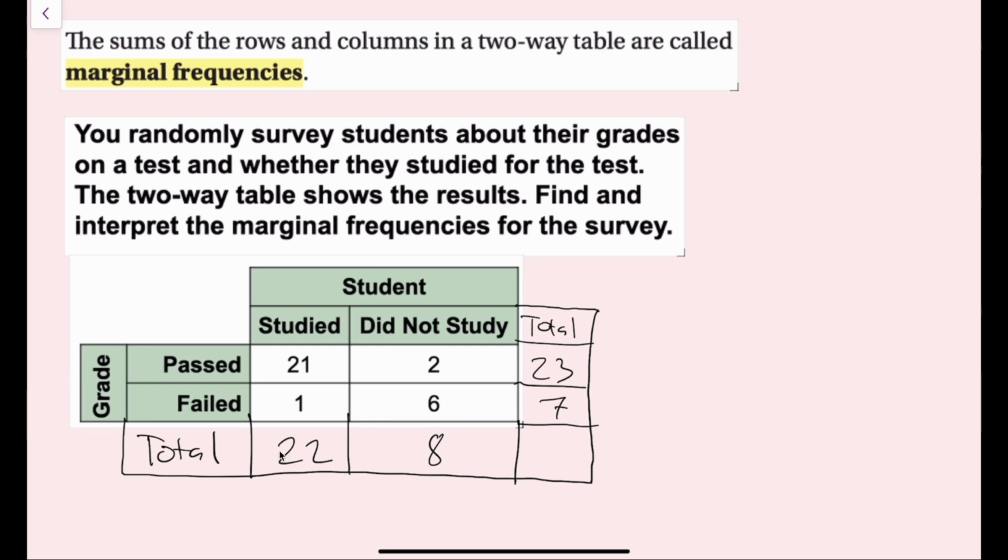And either way, I could either add the row or add the column of the total, and I will get the total people who we surveyed. So 23 plus 7 and 22 plus 8 is both equal to 30. So I know I have 30 total students that were involved in this study. And now we're done with this one.